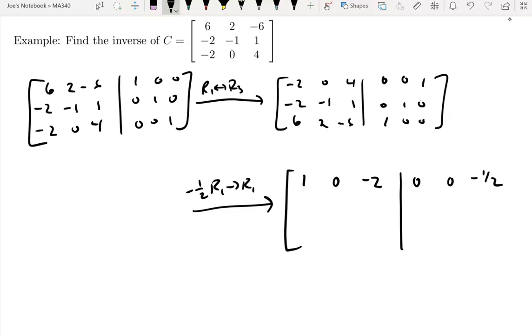So when we do that, we get 1, 0, -2, 0, 0, -1/2. Again, don't forget to do everything all the way across. It's easy to forget things. It's easy to make little arithmetic errors as you go. So be careful on these as you're doing them.